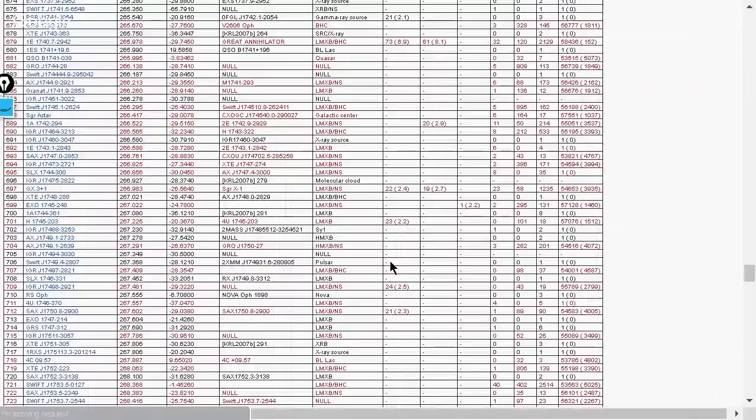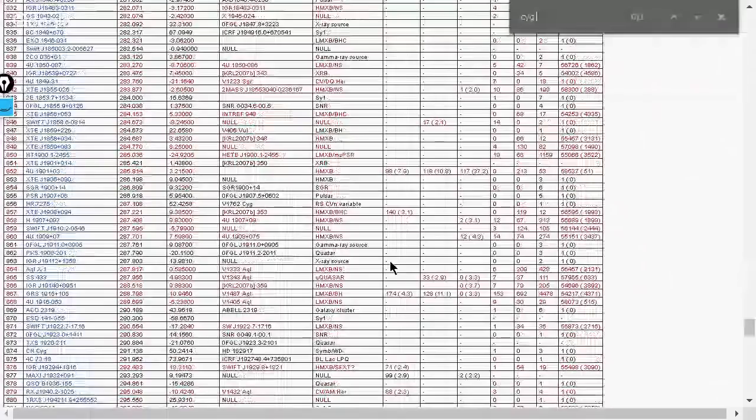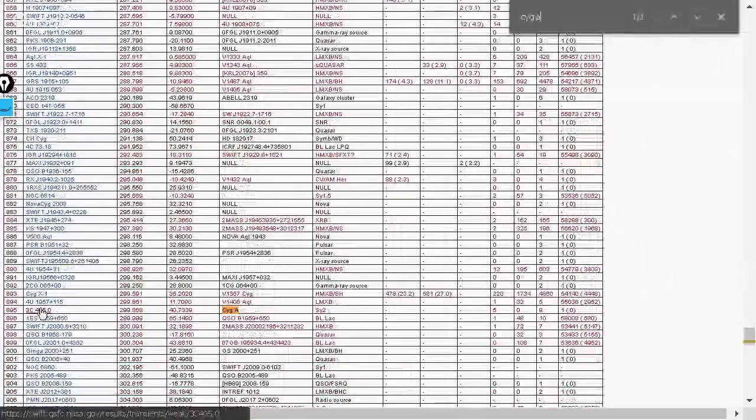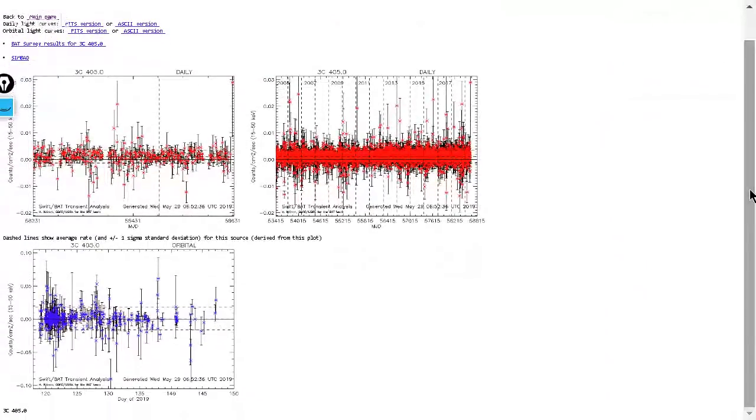Let's also look at radio galaxy Cygnus A, which just happens to be the second strongest radio signal in the sky, second only to the sun, despite being over 500 million light years distant. And we see its activity ramping down in a quite similar fashion to Sagittarius A star.